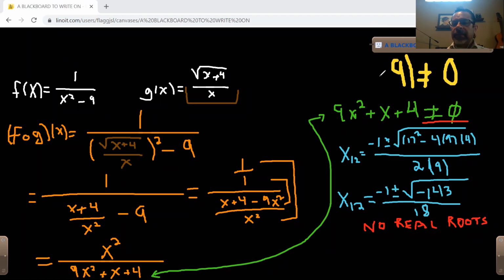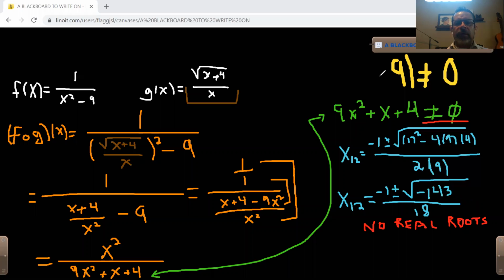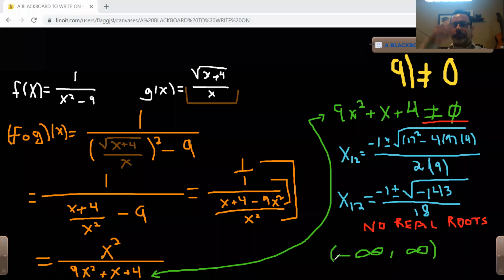So exactly like I believe Viviana mentioned, the domain for this function would be all of the real numbers from minus infinity to infinity, because there's no value that's going to make the denominator 0. We don't have any square roots or anything like that. Okay? Questions with this one? Okay. Good.